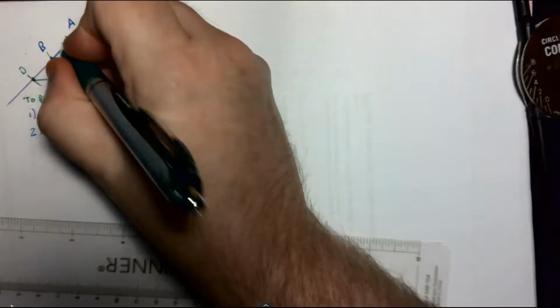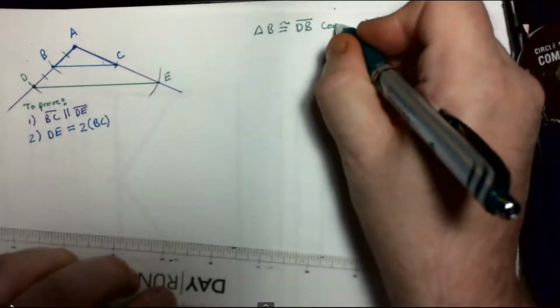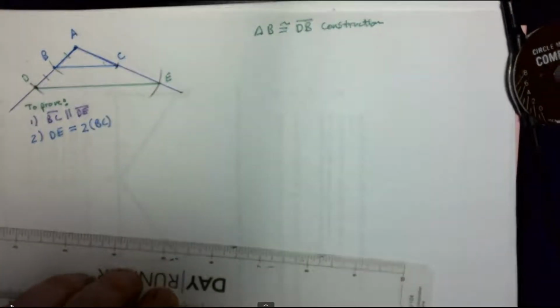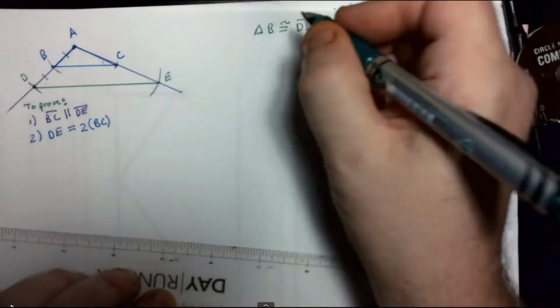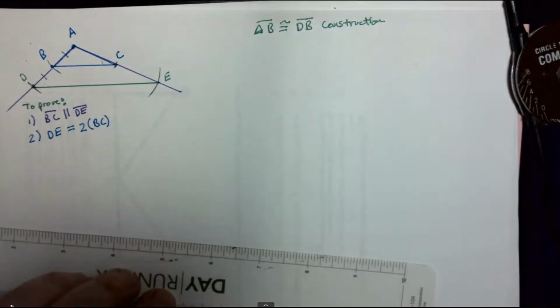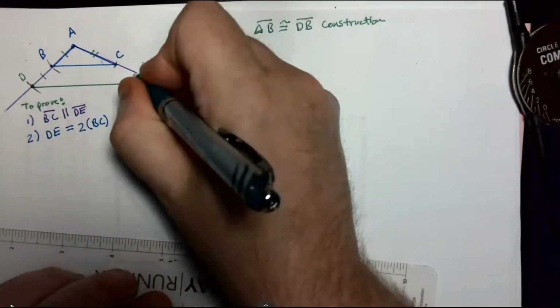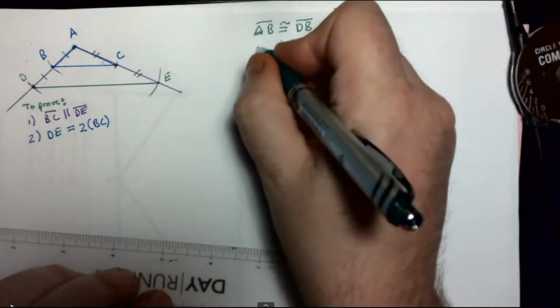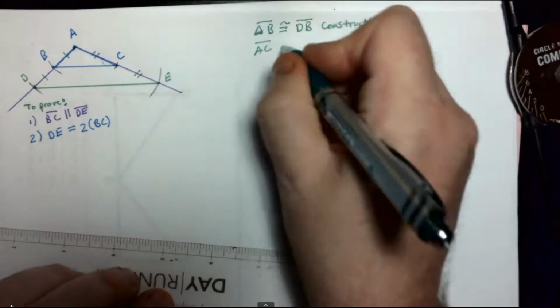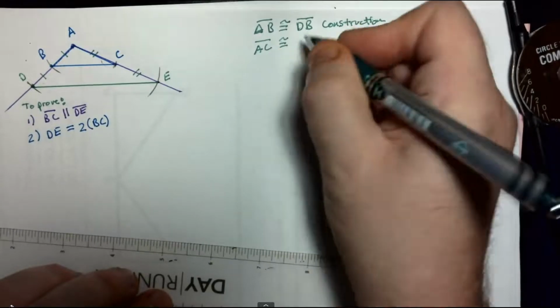I know that AB is congruent to DB, and that's true by construction. Those are the same because we made them the same. Same thing for AC and EC. So AC is congruent to EC.